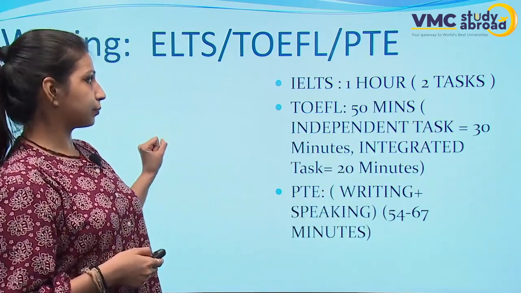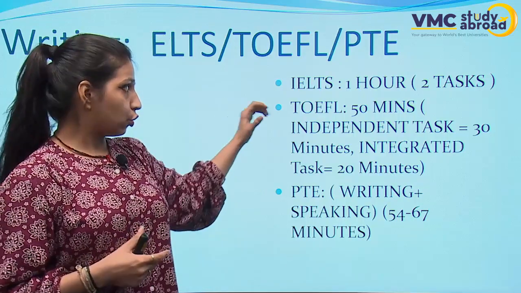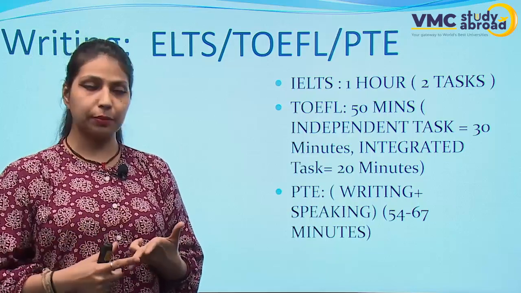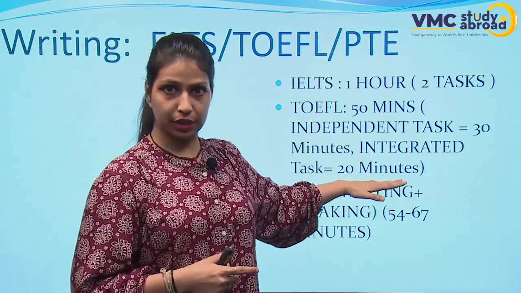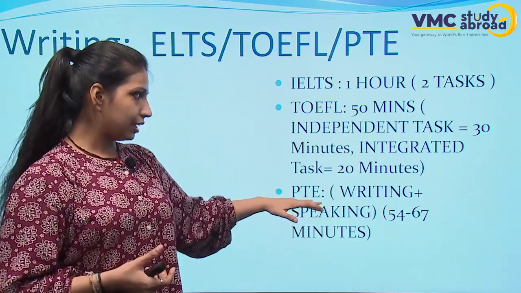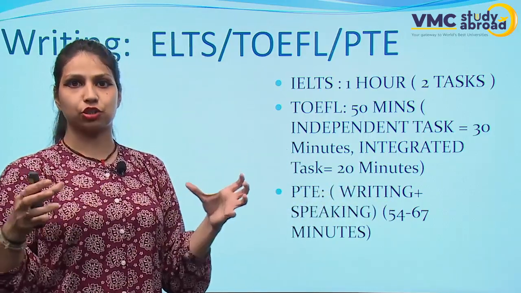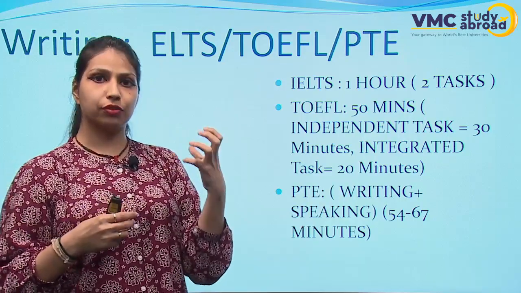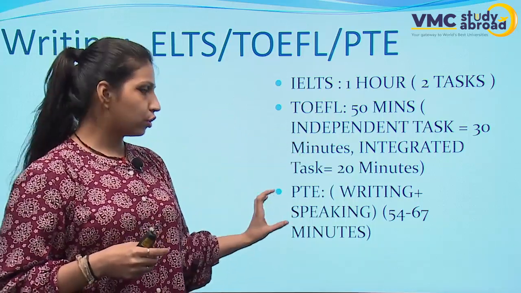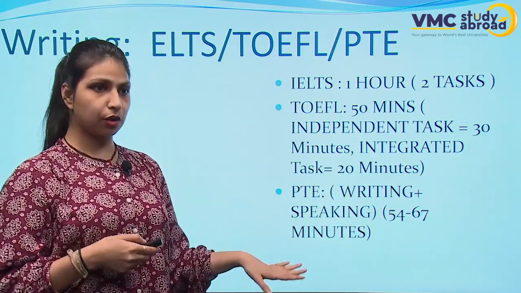Now talking about writing. In IELTS you have 1 hour where you have to do 2 tasks. In TOEFL you have 50 minutes with 2 tasks: for the independent task you will have 30 minutes and for the integrated task you have 20 minutes. What those are, you will learn in classes, how to do these questions. In PTE, writing and speaking are kind of integrated sections. One section would be there for the speaking and writing. So including both, you will have 54 to 67 minutes. So this is all about the timings.